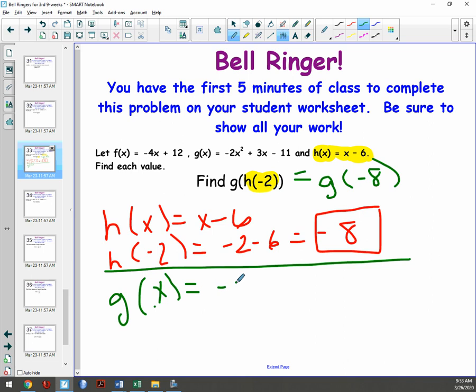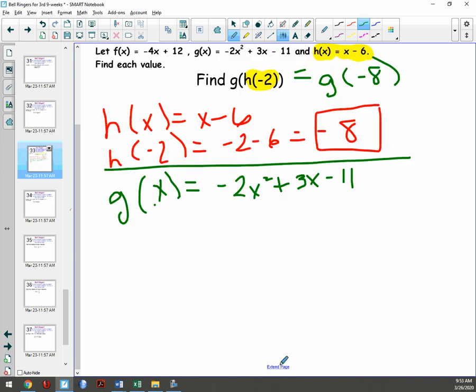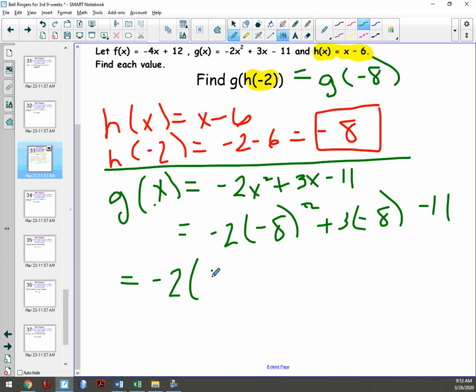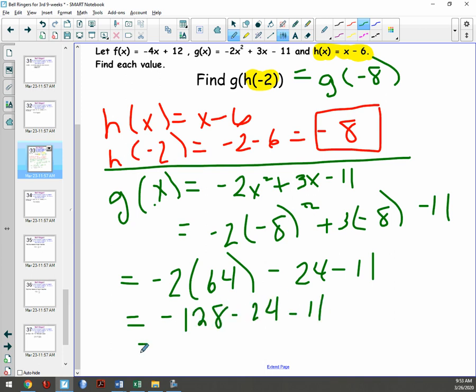So g of x is -2x squared plus 3x minus 11. So you're going to go ahead and plug in a -8 for x. -2 times -8 squared plus 3 times -8 minus 11. So this is going to give you -2 times 64 minus 24 minus 11. So this is -128, -24, -11 to give you -163. And you work from the inside out. So this is how you do this problem whenever you have a number.